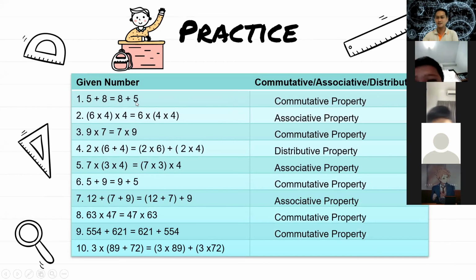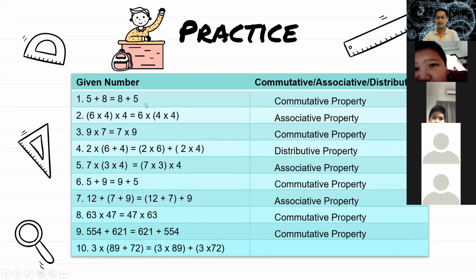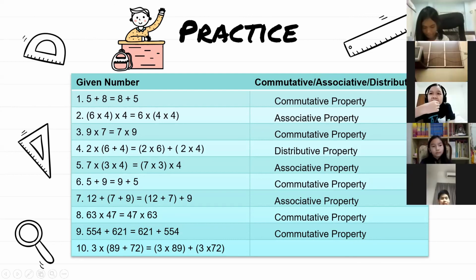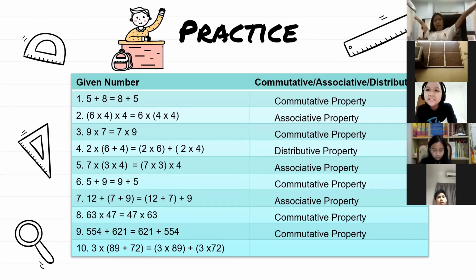Who can give another example of commutative property of addition? So our example here is 5 plus 8 equals 8 plus 5. Who can give another example? 8 plus 9 equals 9 plus 8. Very good. Is there anyone else who wants to give an example? Kiki, example of commutative property of addition. 9 plus 6 equals 6 plus 9. Okay, very good.